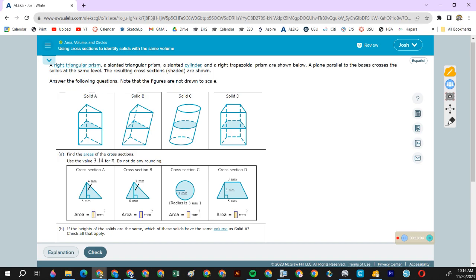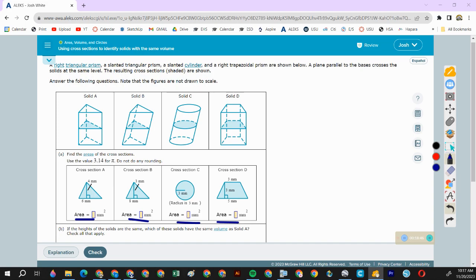So here we have some shapes with the cross sections. We're going to use those cross sections to look at the volume. So a slanted triangular prism, a slanted cylinder, and a right trapezoid are shown below. A plane parallel to the bases crosses the solids at the same level. Answer the questions. Figures are not drawn to scale. Okay. So you're going to find the area of each of these. Okay. And then B asks, if the heights of the solids are the same, which of these solids has the same volume as solid A?